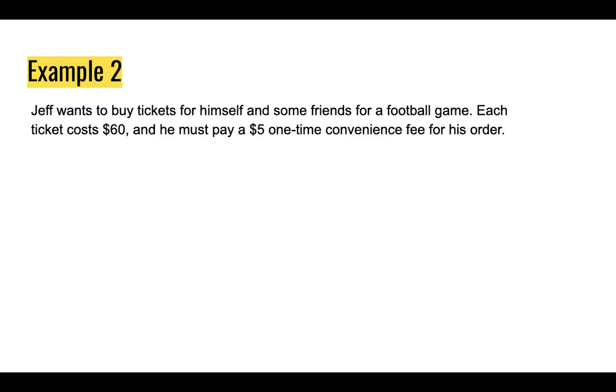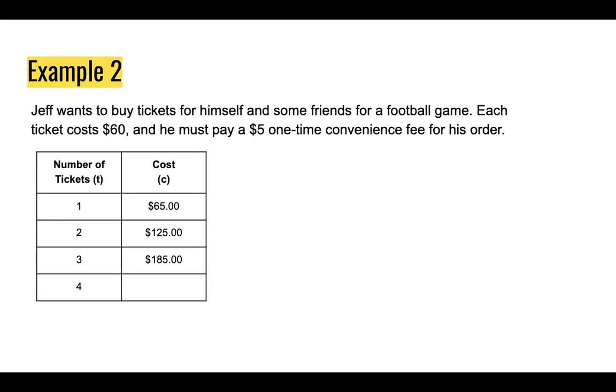Jeff wants to buy tickets for himself and some friends for a football game. Each ticket costs $60, and he must pay a one-time $5 convenience fee for his order. This table shows this situation. One ticket will cost $60 plus the $5 one-time convenience fee. So one ticket will cost $65. Two tickets will cost 60 plus 60 is 120, but I still need to pay that $5 fee. I only need to pay that $5 fee once though.